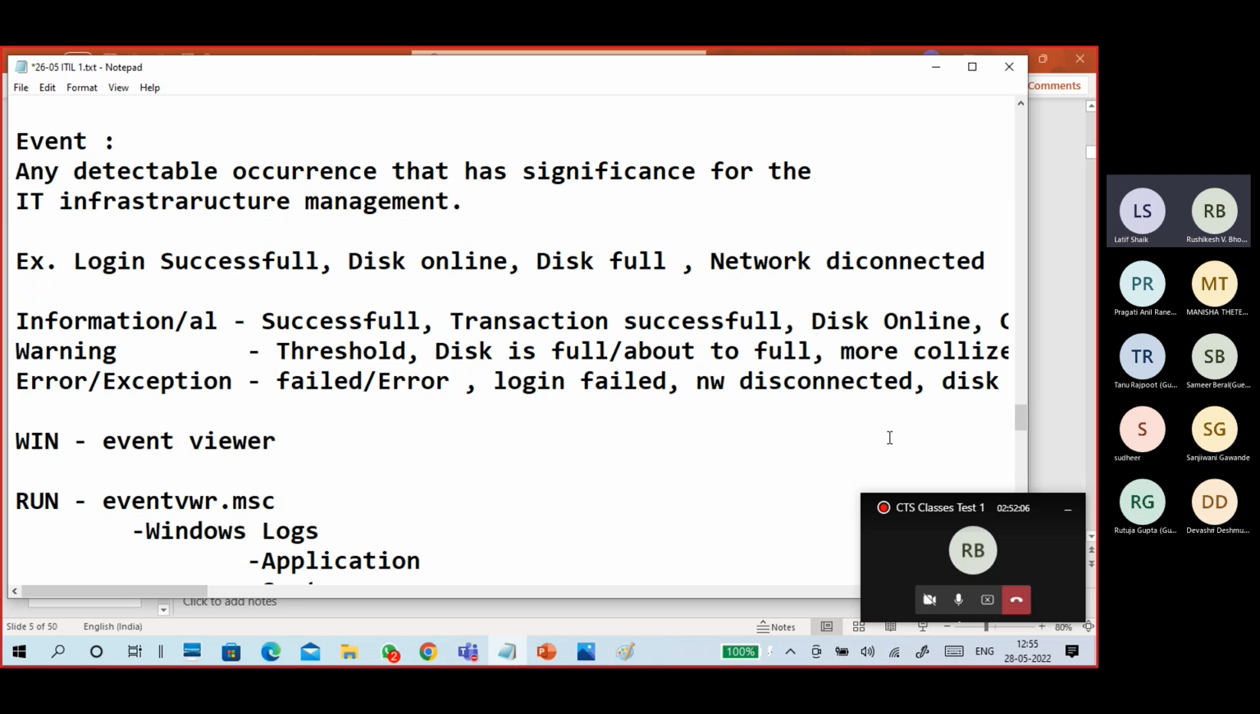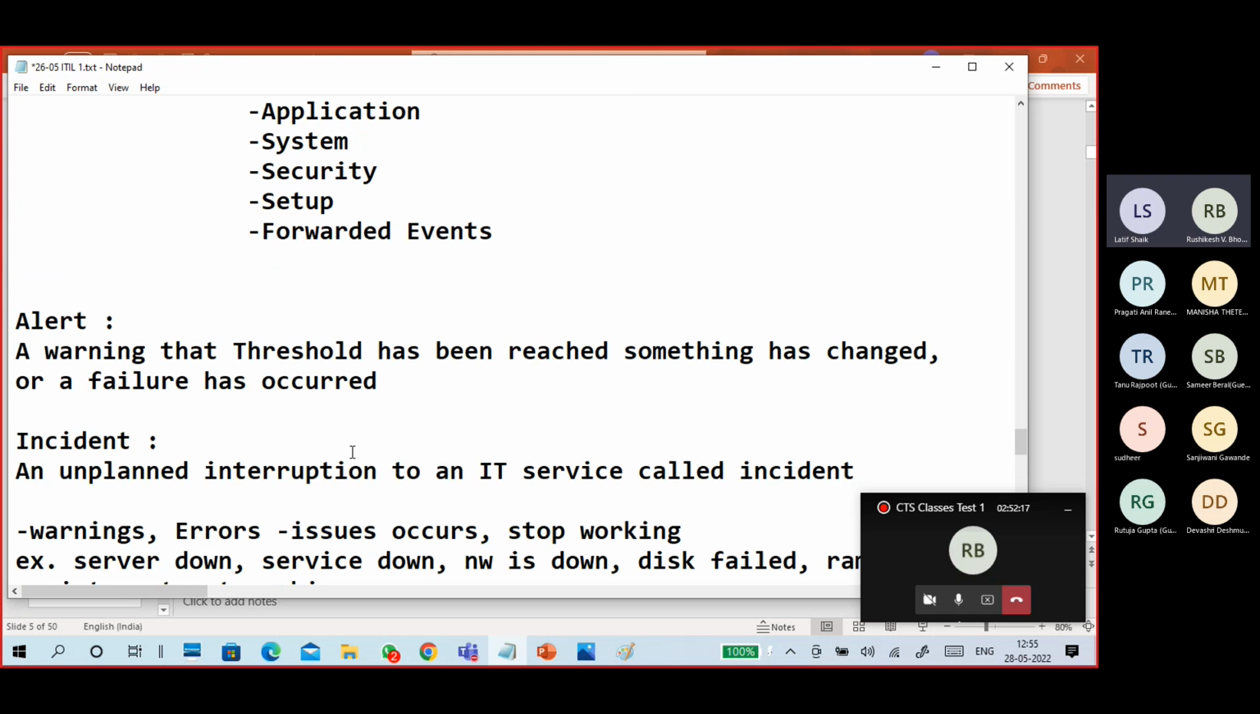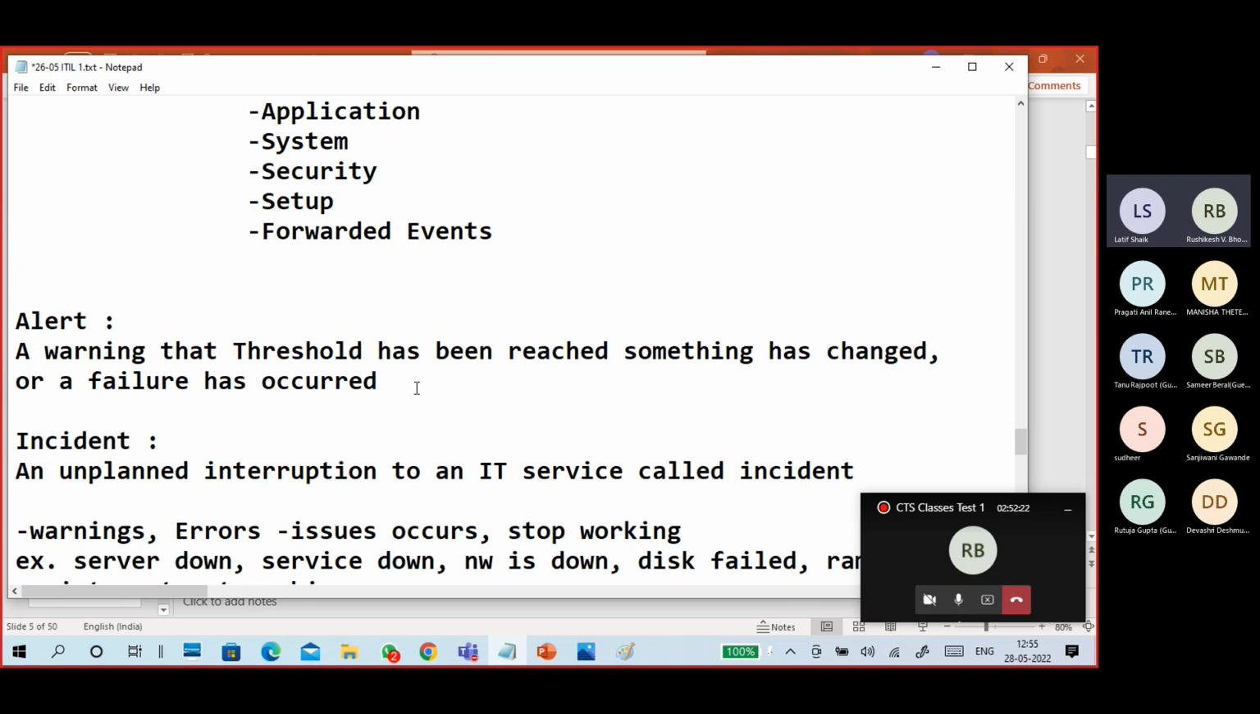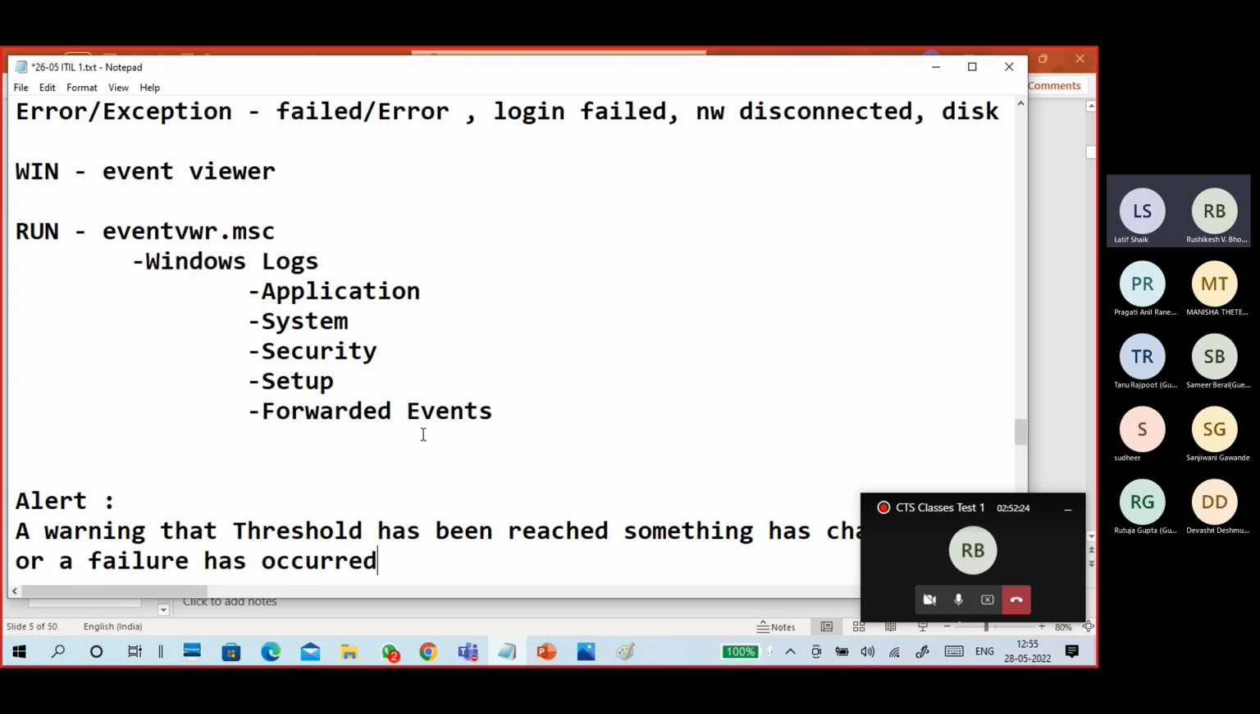Okay, disk failures. Okay, RAM down, system down, service down, server down. All come under errors only. When these events occur, there is an alerting system. It generates alerts, so then immediately we can understand and take care of things. So to understand the basics of event management is this one.